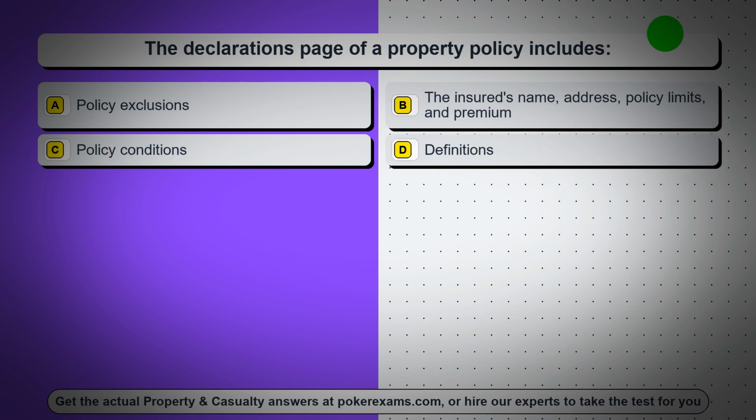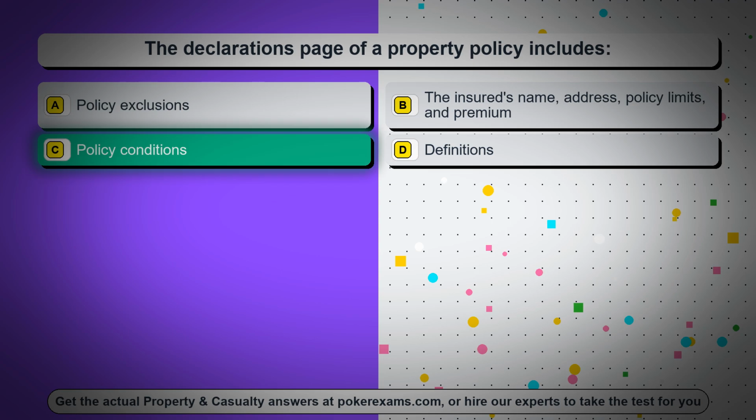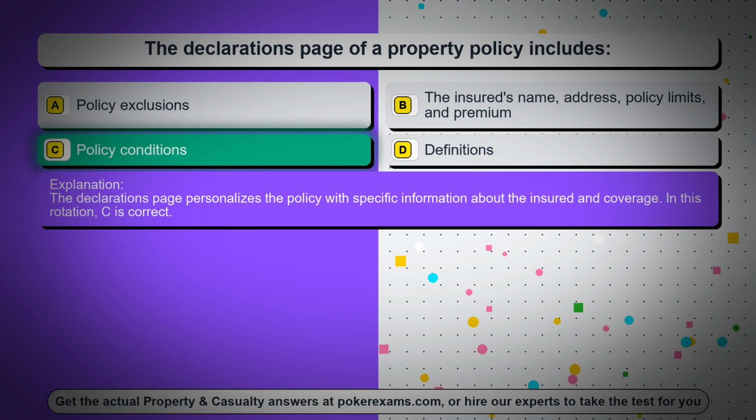Question 27. The declarations page of a property policy includes: Option A, policy exclusions. Option B, the insured's name, address, policy limits, and premium. Option C, policy conditions. Option D, definitions. The correct answer is option C, policy conditions. The declarations page personalizes the policy with specific information about the insured and coverage. In this rotation, C is correct.